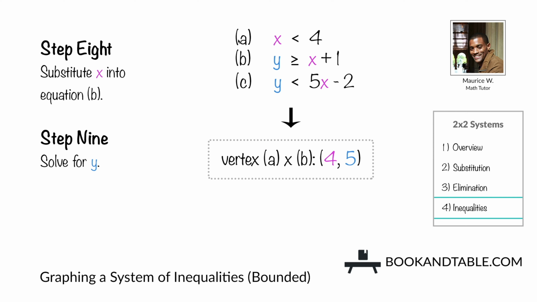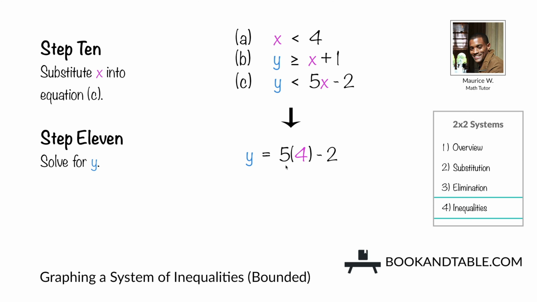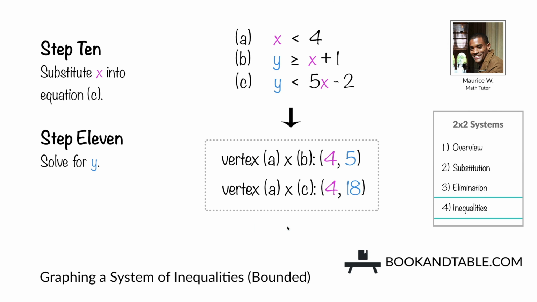Now we want to find the vertex of A and C. So since x is equal to 4, we'll substitute x into C here and then solve for y, giving us 5 times 4, which is 20. 20 minus 2 is 18. So where x is 4 and y is 18, that's where A and C cross. So now we have 2 of the vertices.